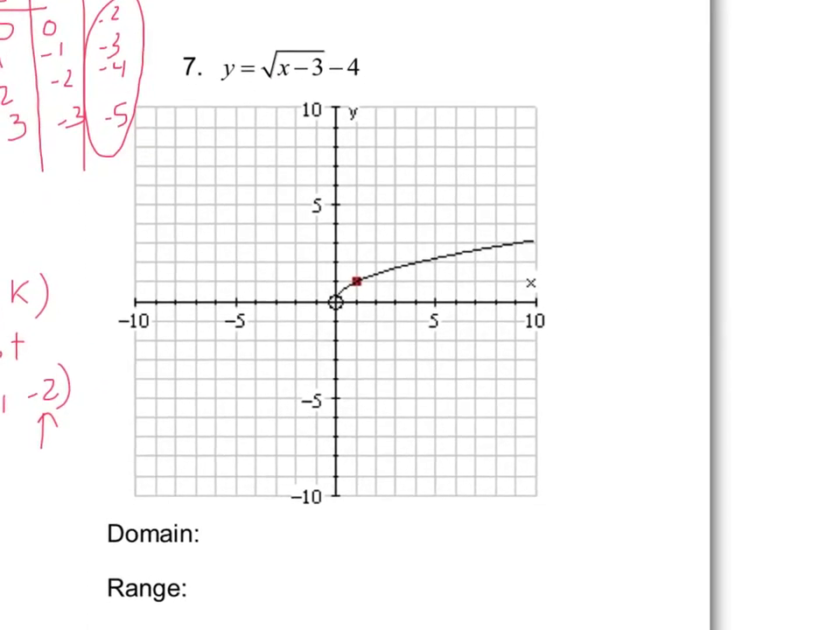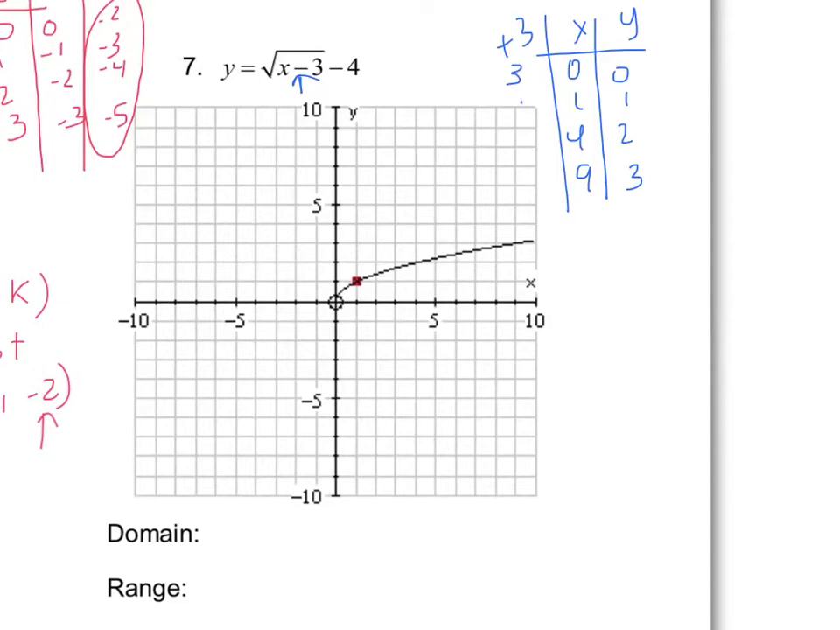Again, you start with the parent function. 0, 0, 1, 1, 4, 2, 9, 3. And then you add a 3, so opposite. So 3, 4, 7, and 12. This is going to be your new x. And then you subtract the 4 from the y, so it's going to be negative 4, negative 3, negative 2, and then negative 1. So this is going to be your new y.